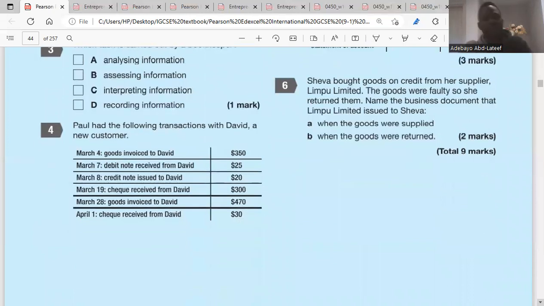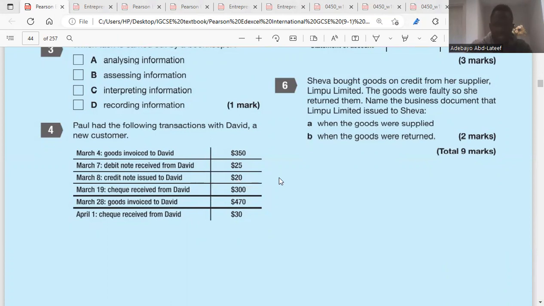Question 4. Paul had the following transactions with David, a new customer. So we need a calculator here. Look at what the transactions are. What they need is how much is owed to Paul. The goods invoice to David was 350. That means David is owing 350 to Paul.